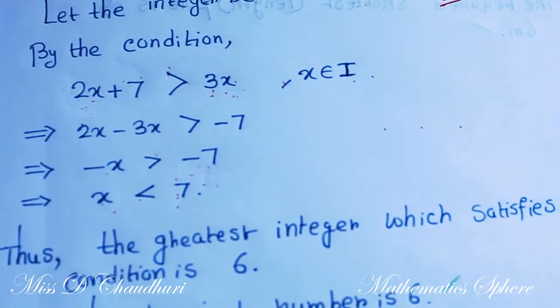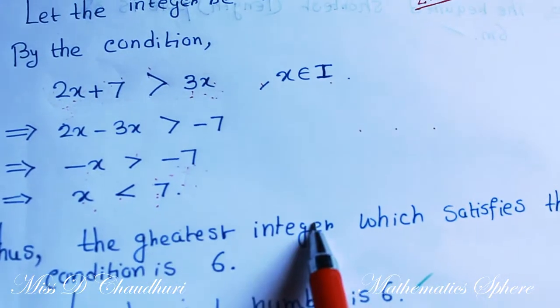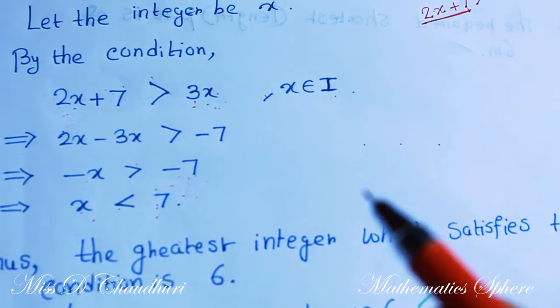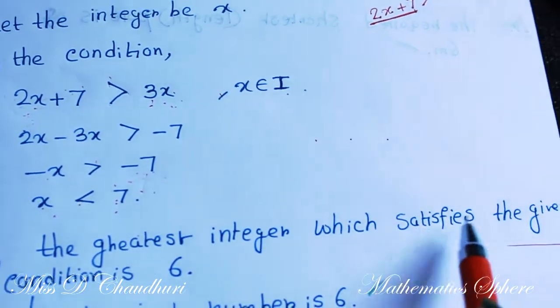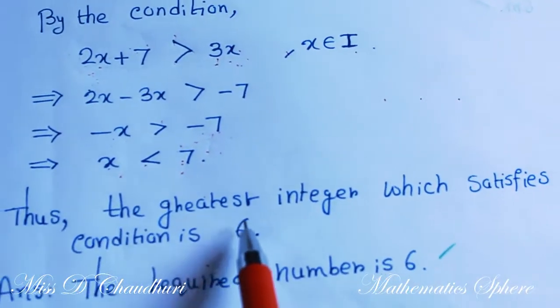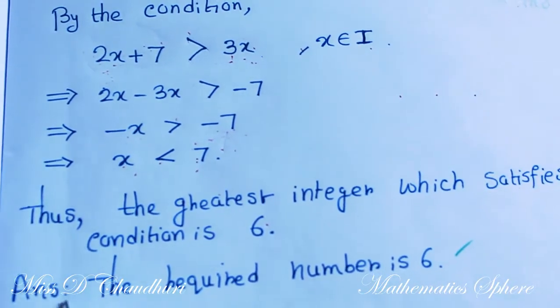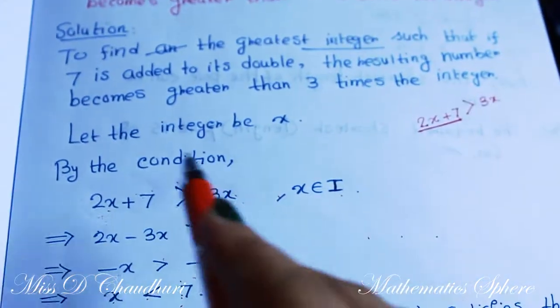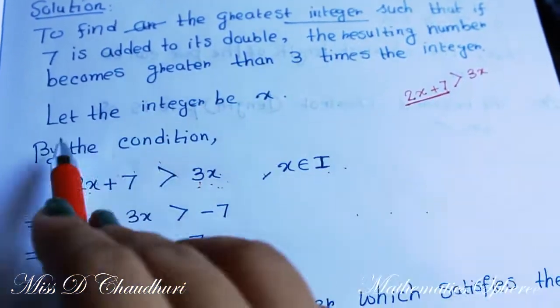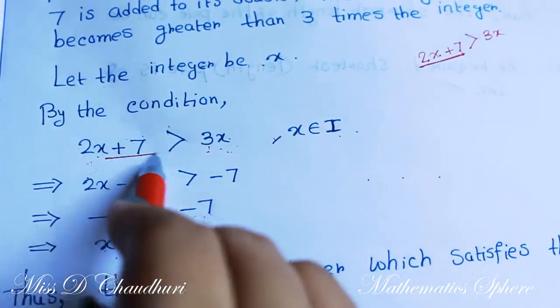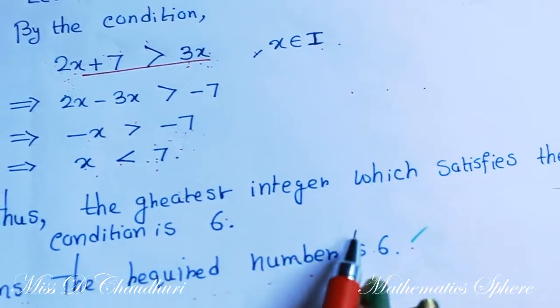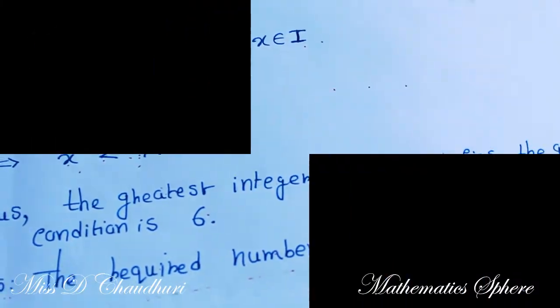The greatest is 6. So here we will not write any solution set or anything, we will just choose the greatest integer. The greatest integer which satisfies the given condition is 6. So at last you are going to write the answer, that the required number is 6. As the question is given, you take the integer, form the inequality, solve it, and accordingly give the answer. Okay, let's see another question of this type.